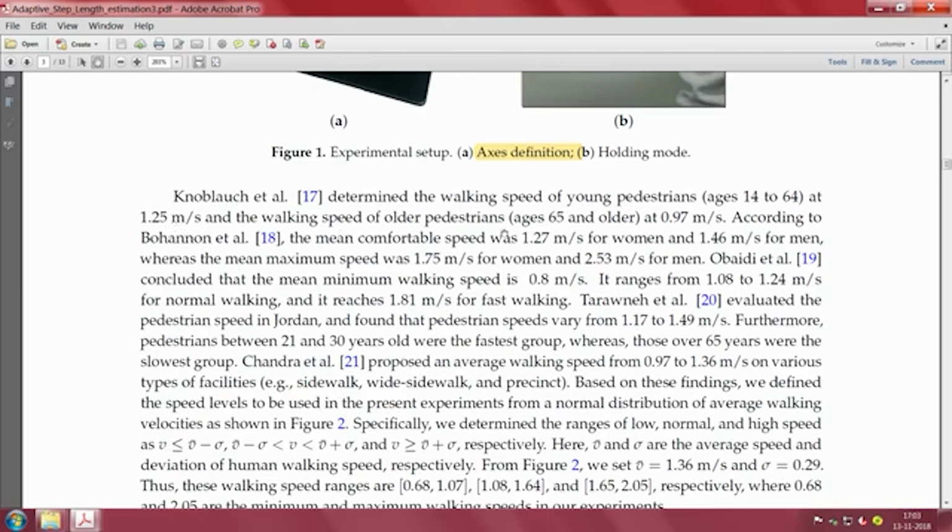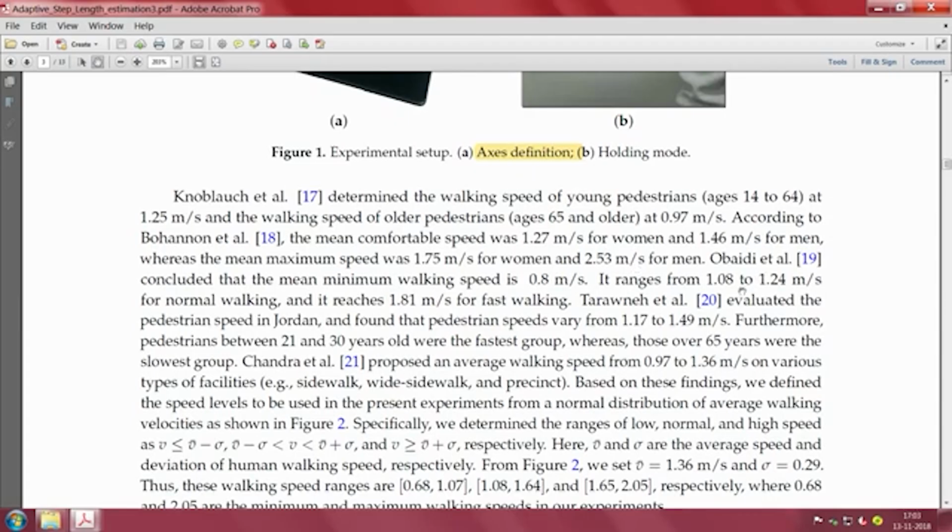Okay, older pedestrians, 65 and above, go roughly 0.97 meters, roughly 1 meter per second. And according to some other observations, the mean comfortable speed is about 1.27 meters per second for women and 1.46 meters per second for men, whereas the mean maximum speed is 1.75 meters per second for women and 2.53 meters per second for men.